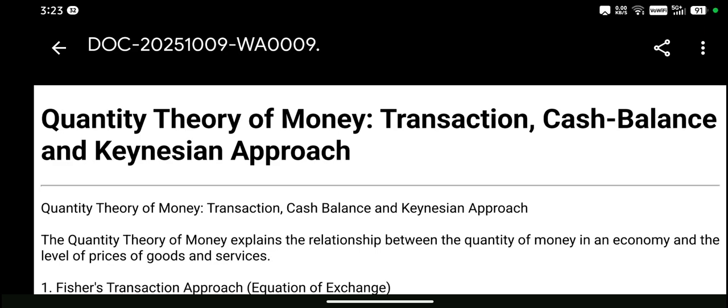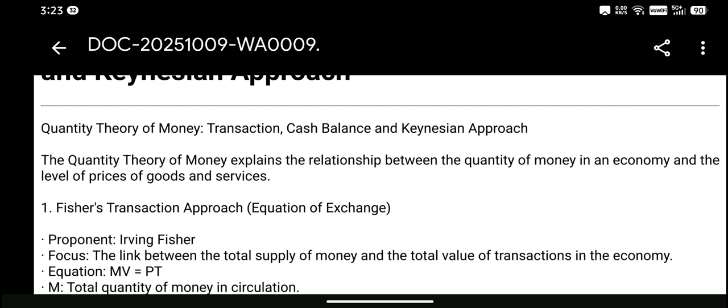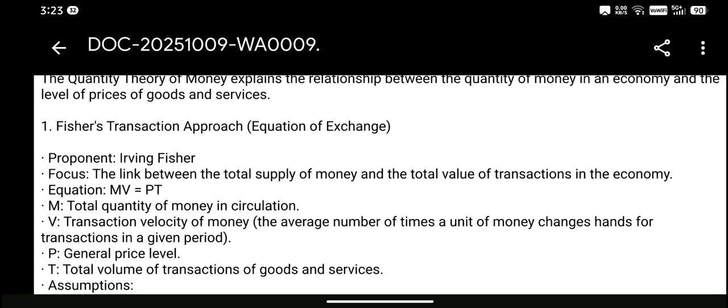Quantity theory of money: transaction, cash balance, and Keynesian approach. The quantity theory of money explains the relationship between the quantity of money in an economy and the level of prices of goods and services. Fisher's transaction approach, equation of exchange.